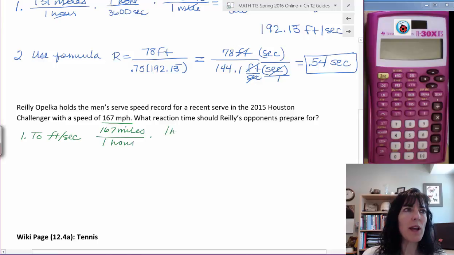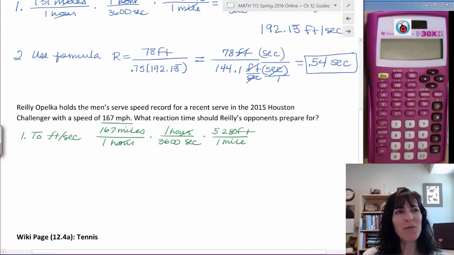So I'm thinking 1 hour is 3,600 seconds. My hours are going to cancel. And then I'll have one more conversion fact, and that would be 5280 feet over 1 mile, because 5280 feet is 1 mile, but I want the miles on the denominator so that it'll cancel with the miles in the numerator from the beginning.